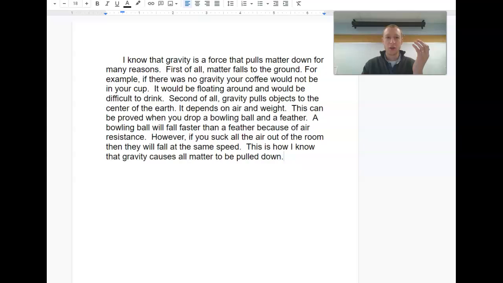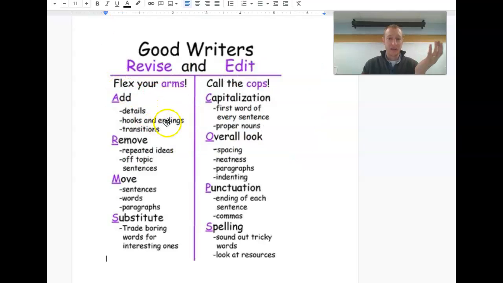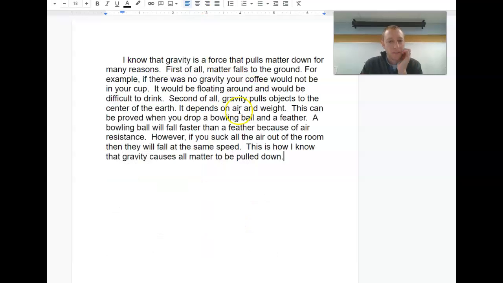All right, so what did I do? I definitely added some details. There were no repeated ideas to remove, so that was good. I didn't really move any sentences around. Oh, I didn't substitute any words. Maybe I'll go back and do that. I definitely worked on some capitalization. I worked on some spelling. I added some punctuation. Let's see if there's any words we can change.